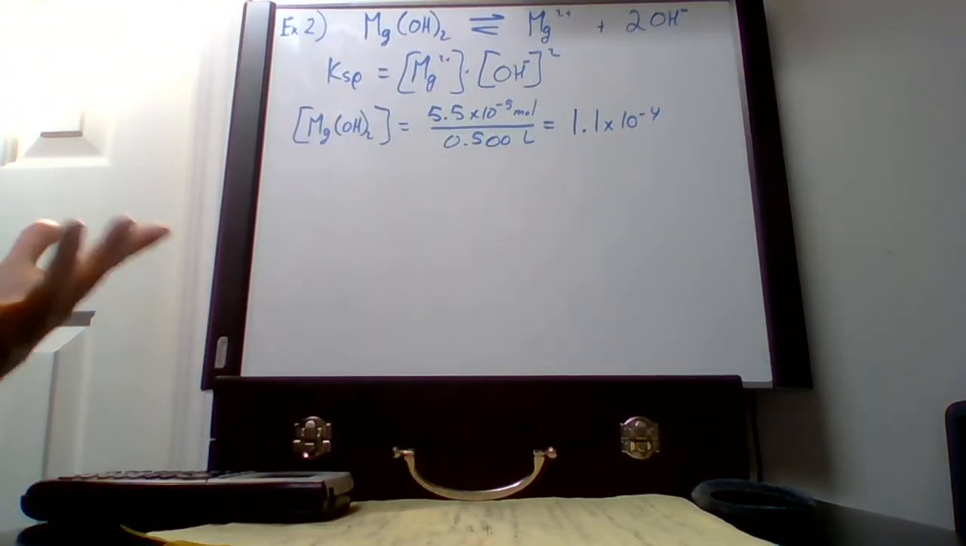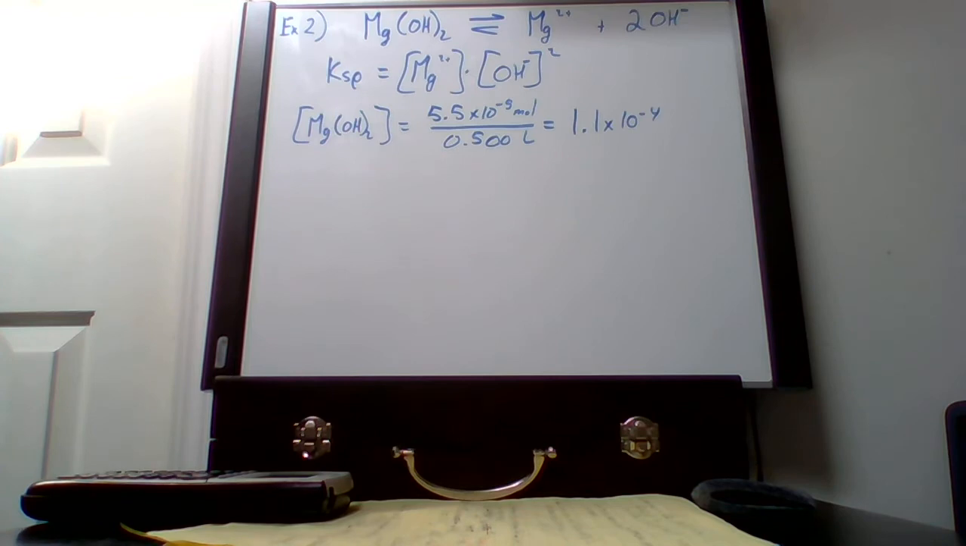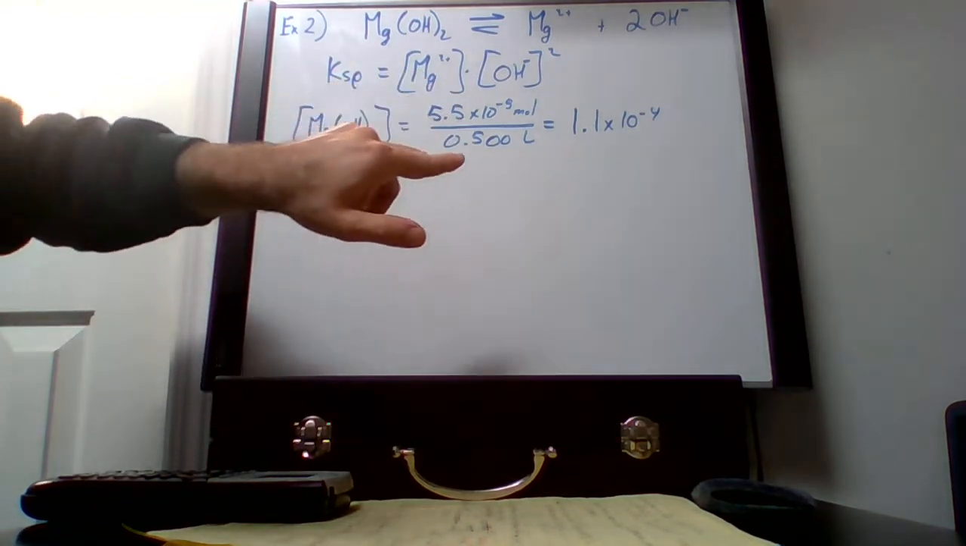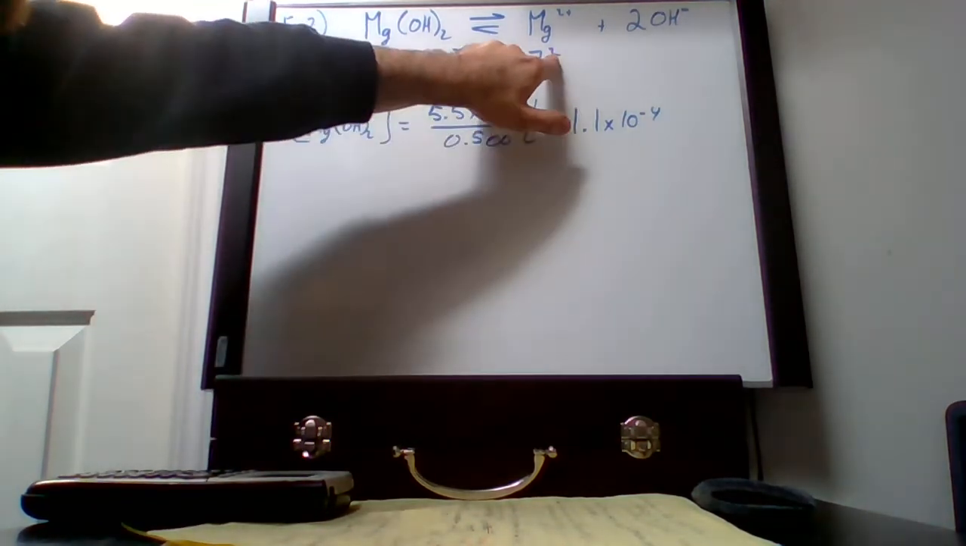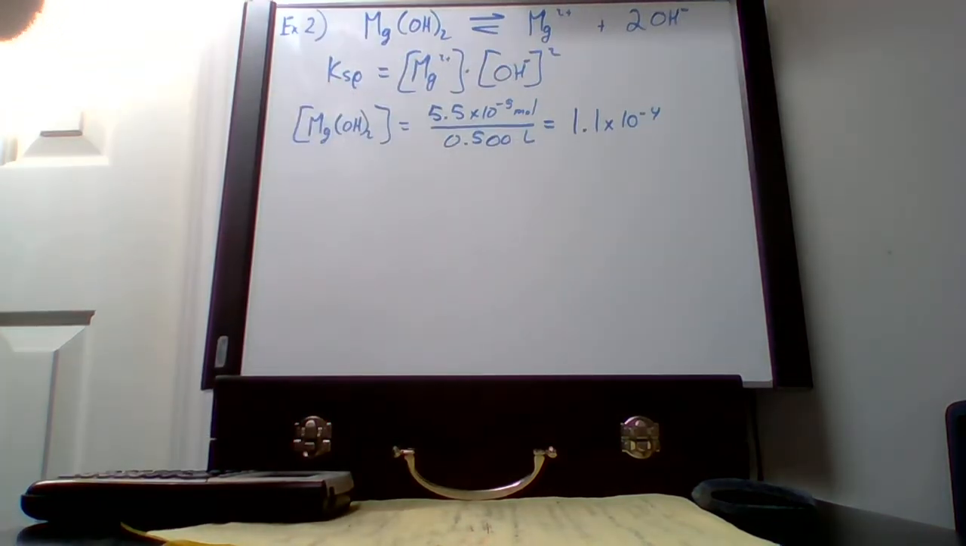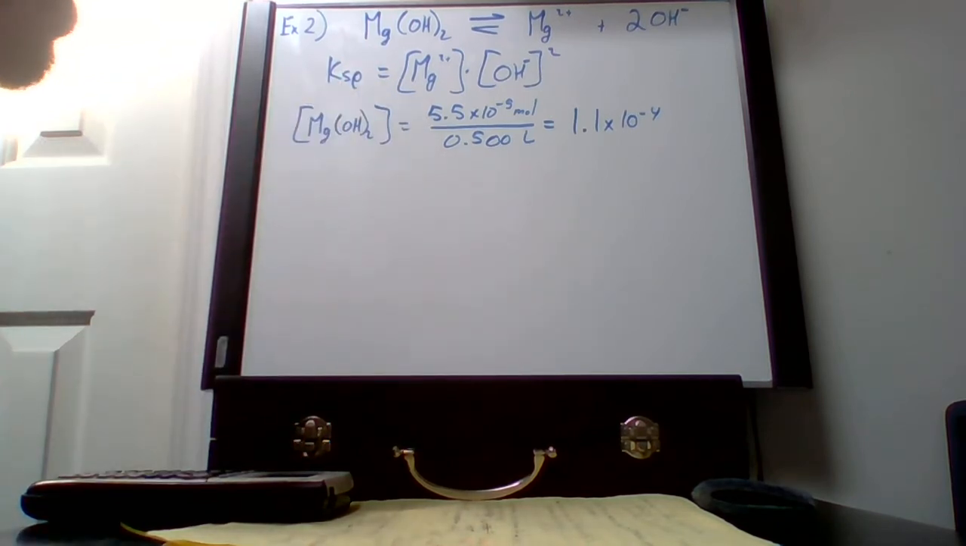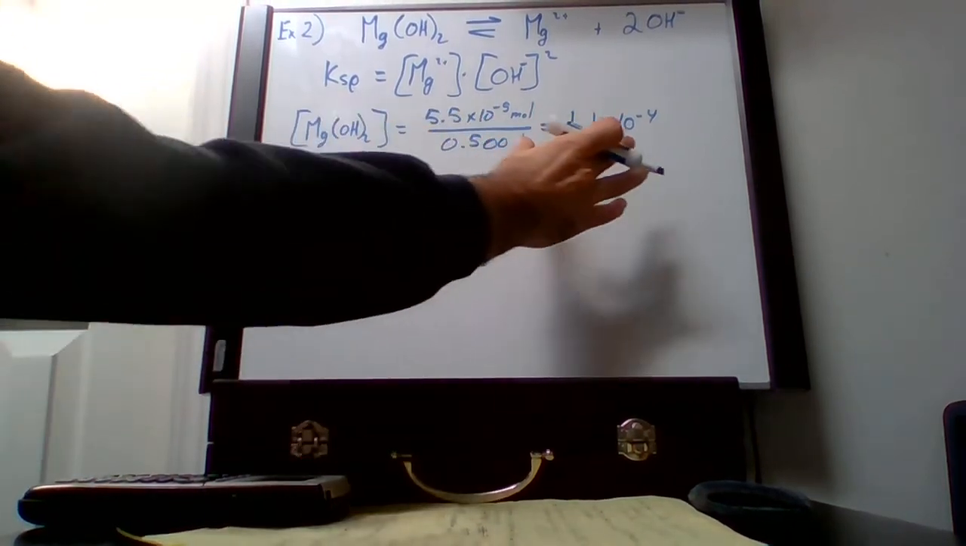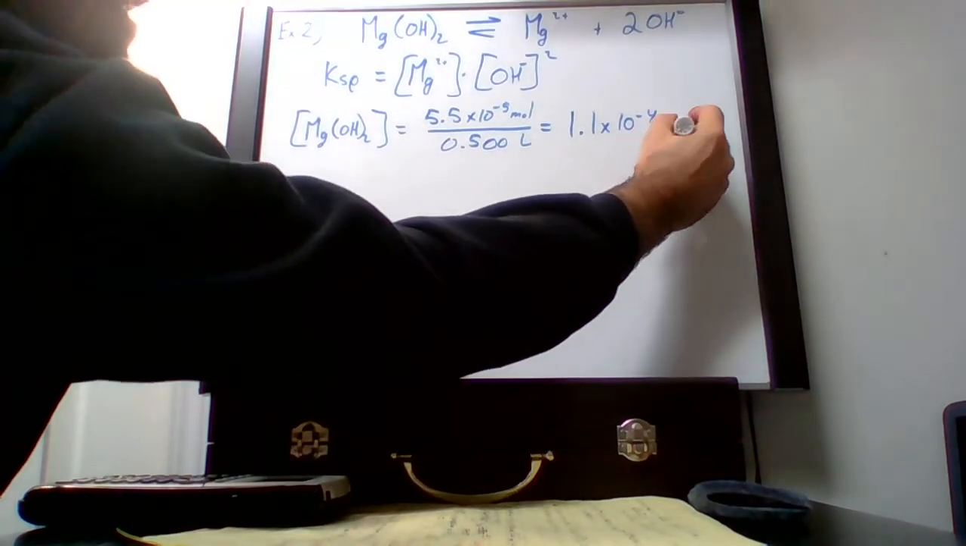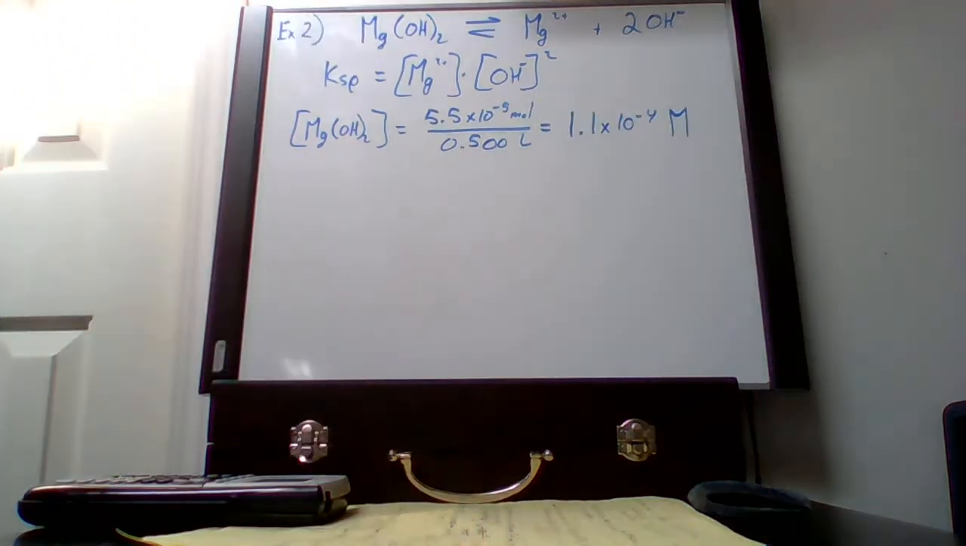And then our KSP, products over reactants. We have the concentration of magnesium times the concentration of hydroxide squared because of that coefficient, and ignoring the reactants because we don't include that solid magnesium hydroxide. Now, if we're looking at the concentration of that magnesium hydroxide, we have the 5.5 times 10 to the negative 5 moles divided by the half liter that we dissolved that in. And so that gives us a 1.1 times 10 to the negative 4 molar solution.